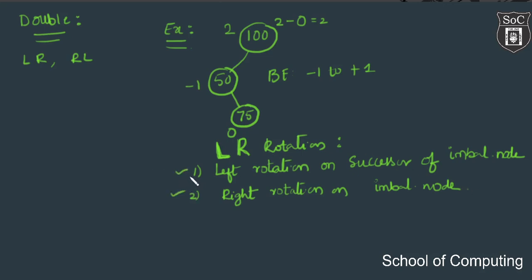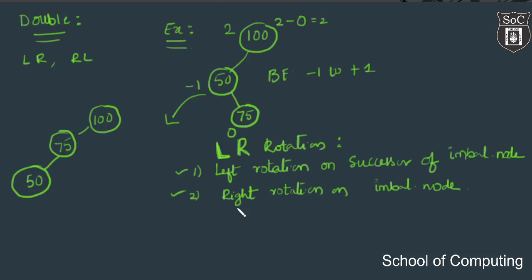So what is my first step? Do a left rotation. Where should I do a left rotation? I should do a left rotation on 50. When 50 is moved to the left side, what will happen? 75 will come here and 100 remains like this. So this is the output after step 1. After doing left rotation on 50, this is what I'll get. This is the output of step 1.